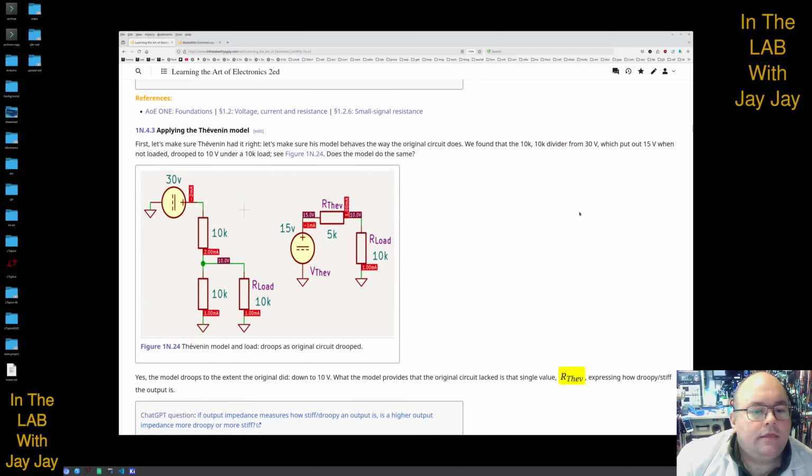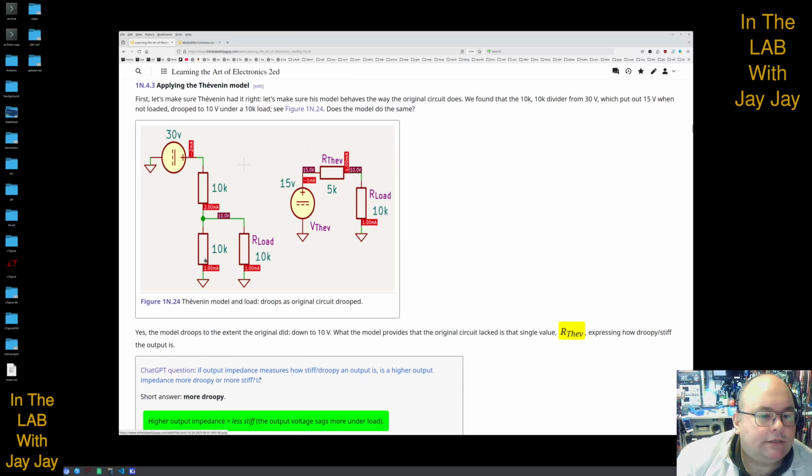So, applying the Thevenin model, first let's make sure Thevenin had it right. Let's make sure his model behaves the way the original circuit does. We found that the 10K divider from 30 volts, which put out 15 volts when not loaded, drooped to 10 volts under a 10K load. See Fig-1N.32. Does the model do the same?